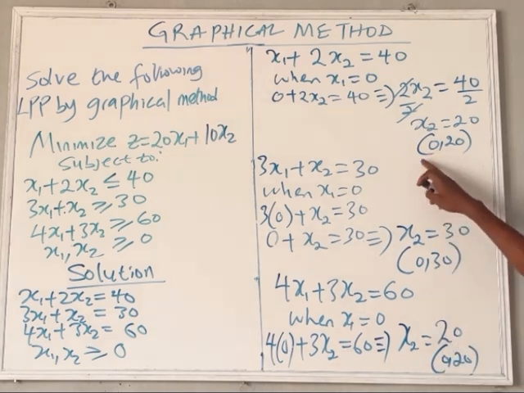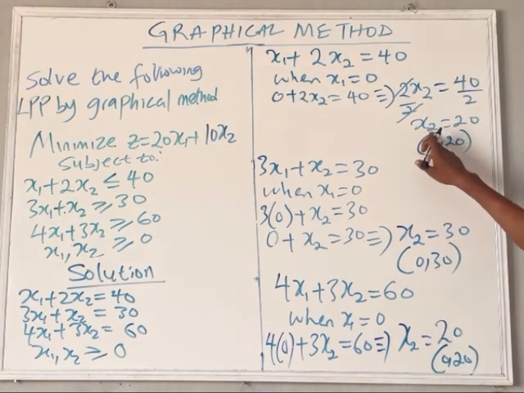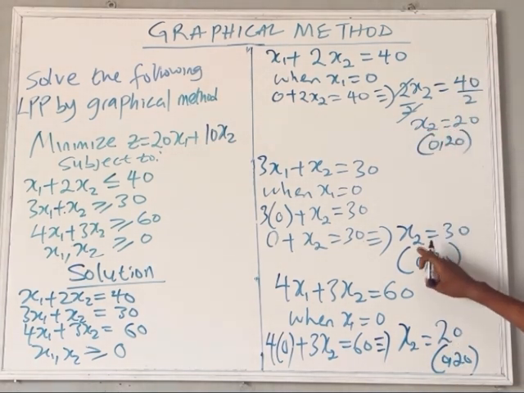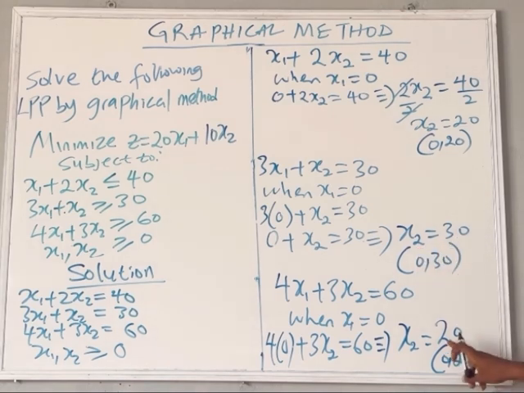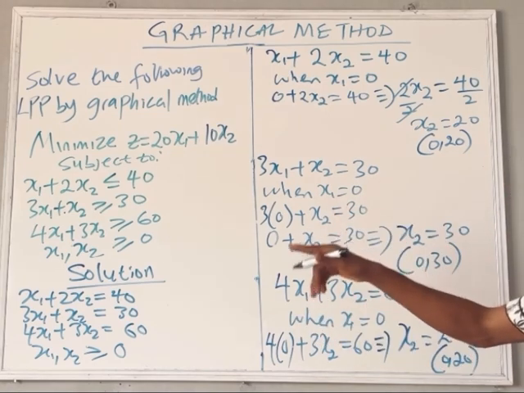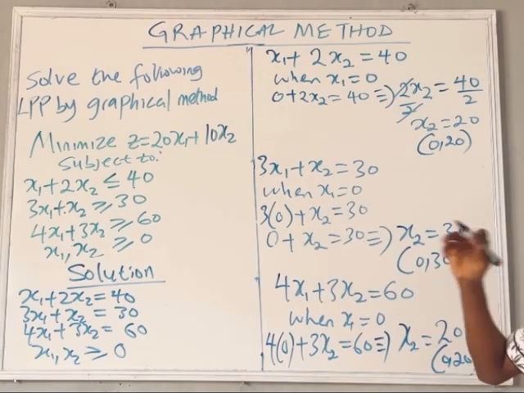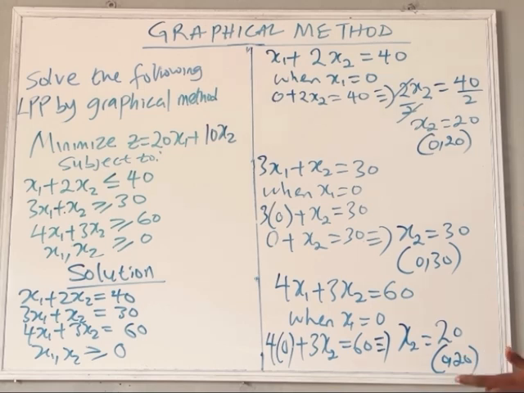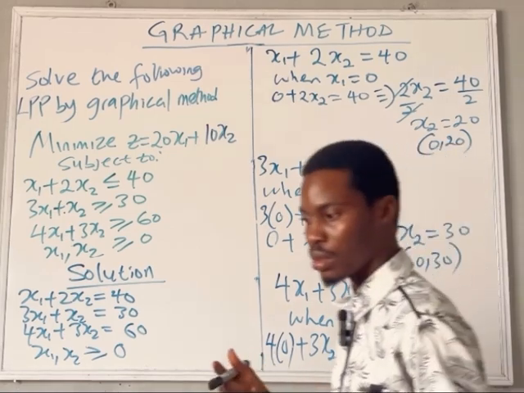So it means each value, this is x1, this is x2, for each constraint. Since we have gotten this, we have to go to the first constraint, second constraint, and the third constraint to get the value for x1. That is, if you put x2 as 0, what are we going to get? Let's try it.